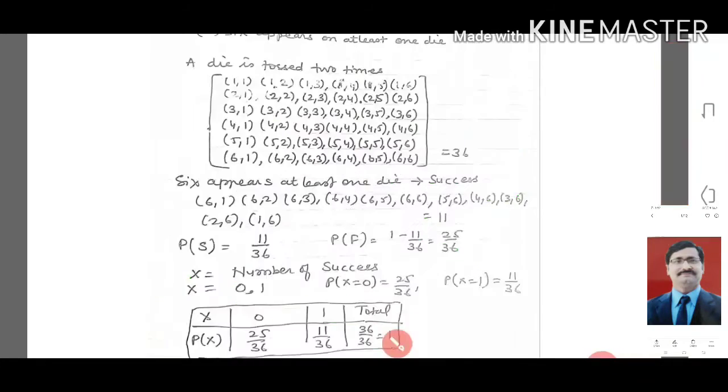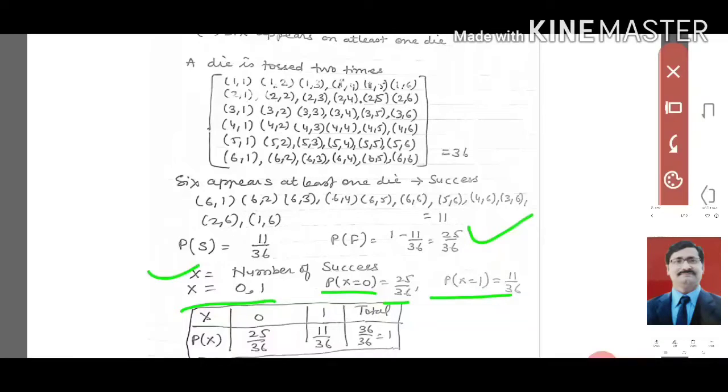Now here X is the number of successes. So the number of successes will always be 0 or 1. 0 means failure and 1 means success. So P(X=0) means failure, and the number of failure cases is 25 by 36. Now P(X=1) means one success, that is 11 by 36.